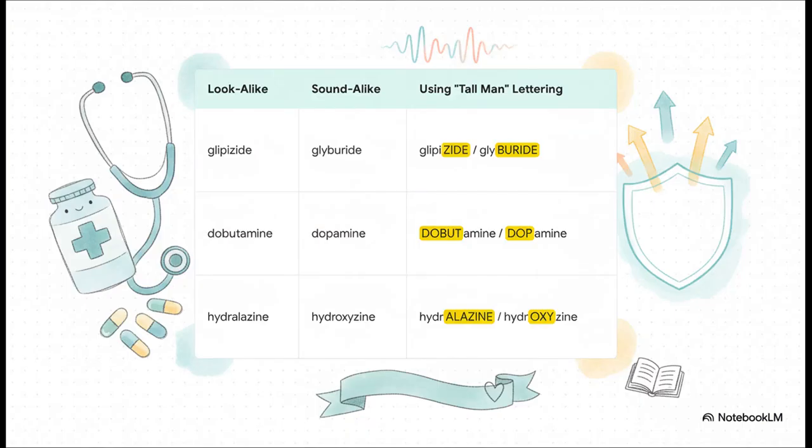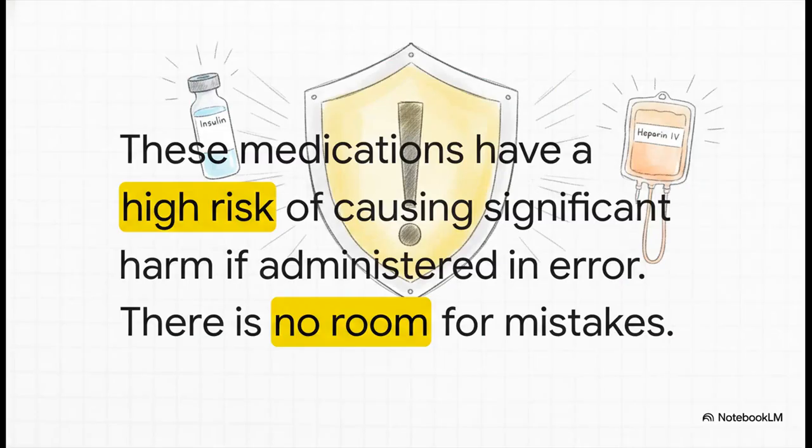You know, one of the biggest traps is drugs that look or sound alike. It's so frustrating. Glipizide, glyburide, dobutamine, dopamine. It's easy to see how a mix-up could happen. That's why tall man lettering was invented. See how they capitalize the parts of the words that are different? It's a simple visual cue designed to make you pause and double-check. Pay attention to it.